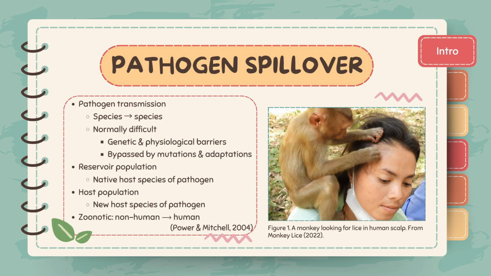The pathogen must overcome genetic and physiological barriers, such as the immune defense of its host, to infect the new species. The reservoir population is the native host species of the pathogen, which will infect a new species host population. Zoonotic diseases are a specific type of spillover, where non-human species transmit pathogens to humans, which could occur in interactions as seen in Figure 1.